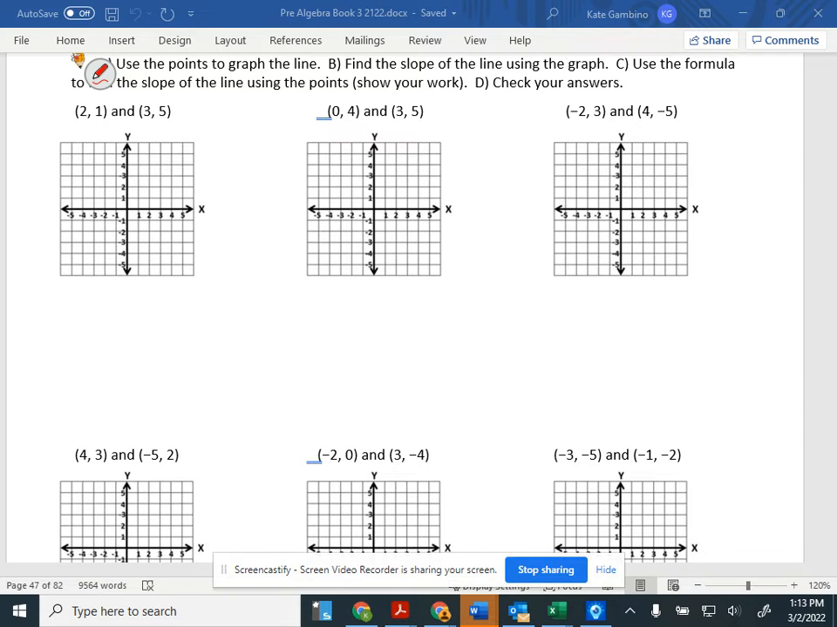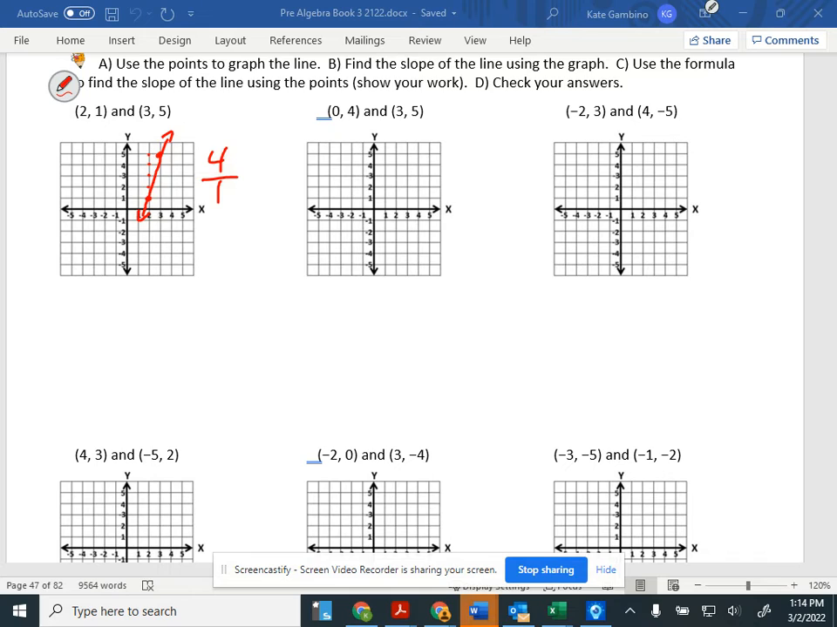So we've got 2-1 and 3-5. So you can work with me as we graph this one. So 2-1, 3-5. You're going to connect the dots to make your line. Now we need to find the slope of the line using the graph. So rise over run. So we're going to go 1, 2, 3, 4. Going over 1.